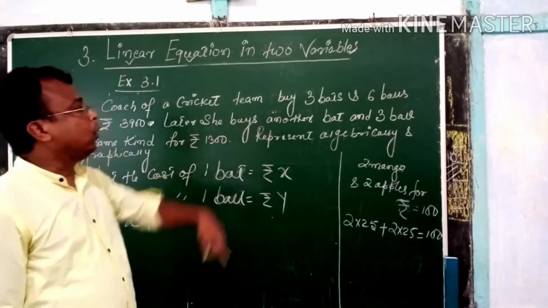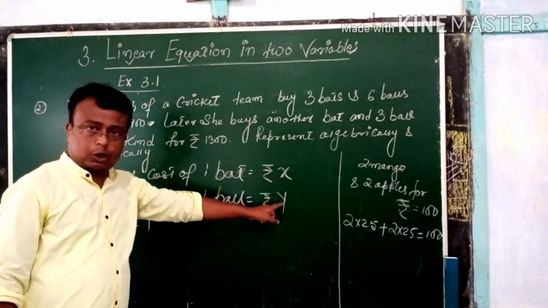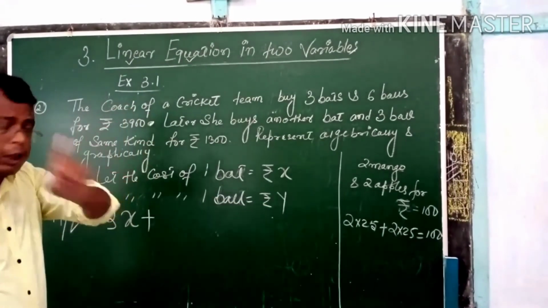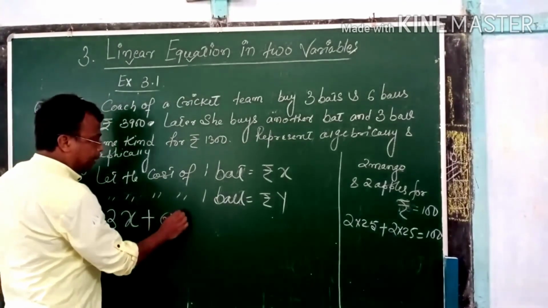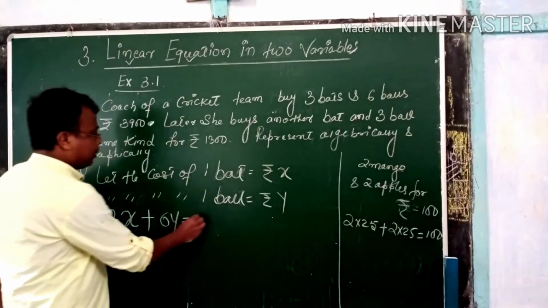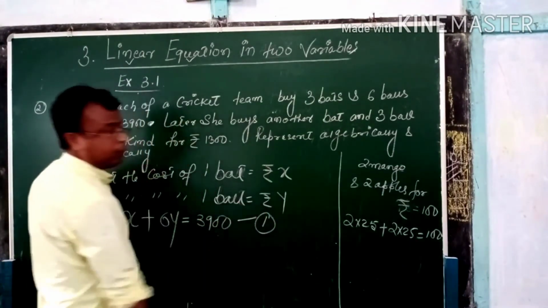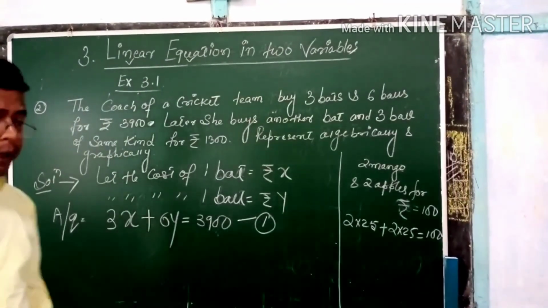Then 6 balls. The cost of one ball is how much? Y. And what is the cost of 6 balls? 6Y. So the total cost is 3X plus 6Y equals 3,900. That much only. We got the first equation. Alright, now come to the second condition.